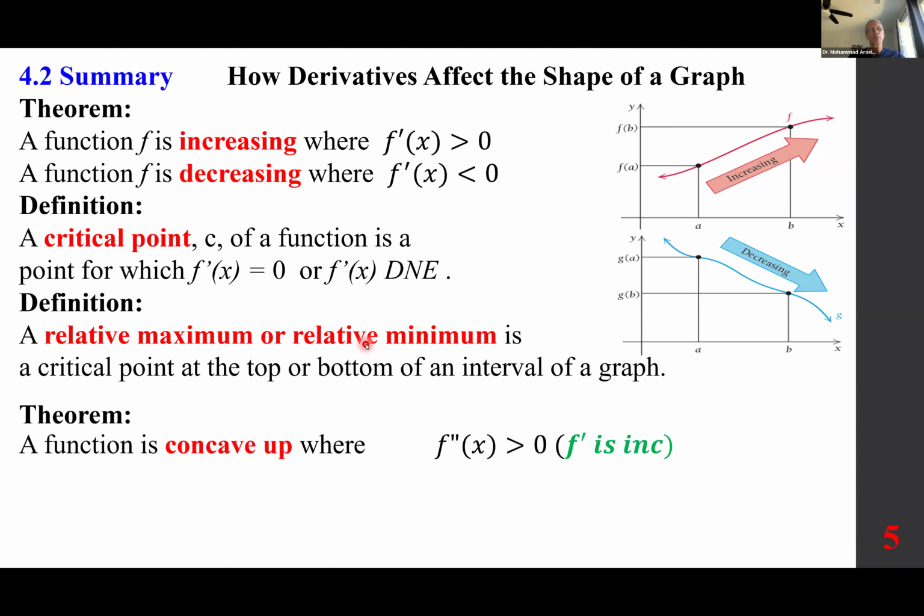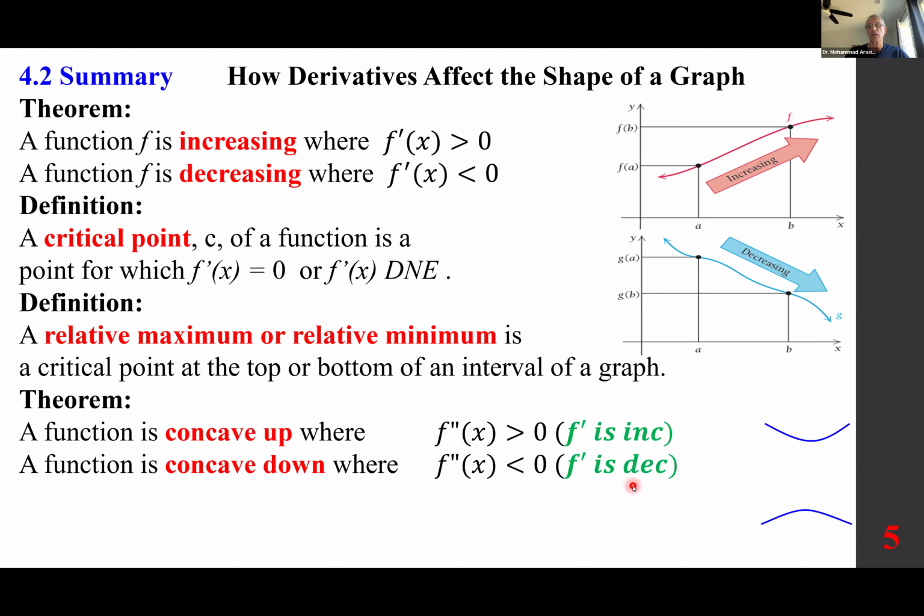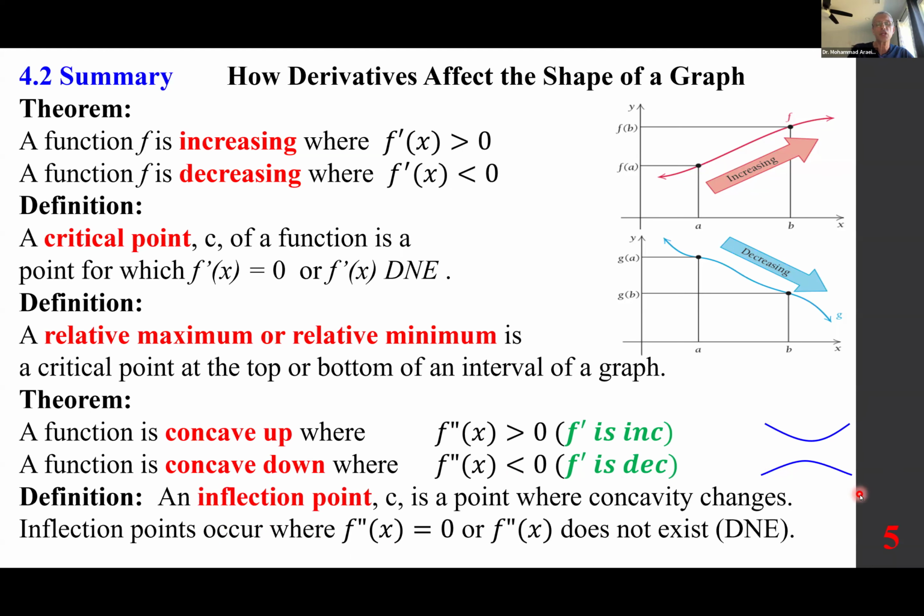A function is concave up where f double prime is positive. That means f prime is increasing, looking like that. And a function is concave down where f double prime is negative. That means f prime is decreasing, looking like that. This, in essence, can hold water. This cannot.